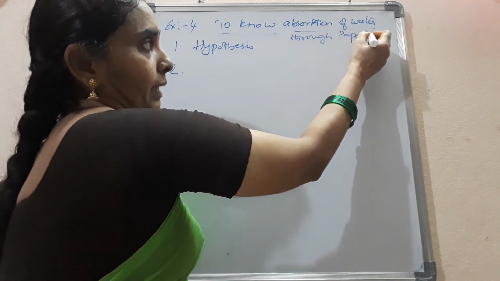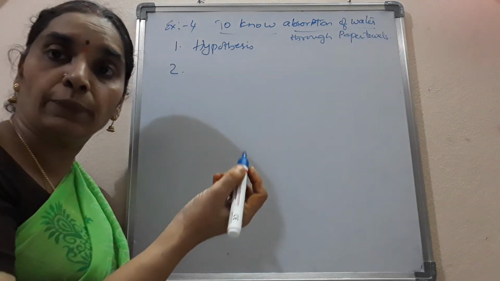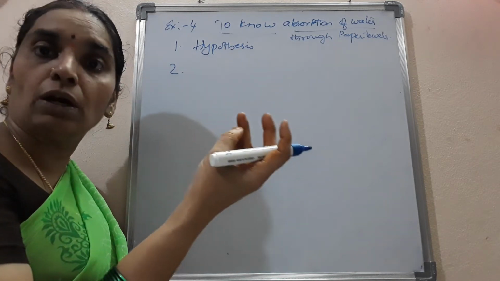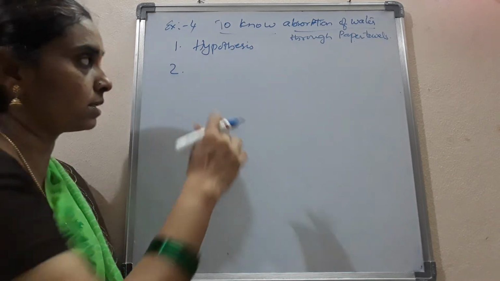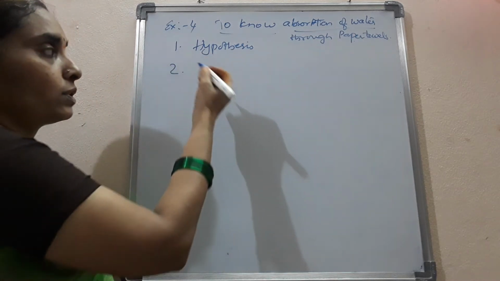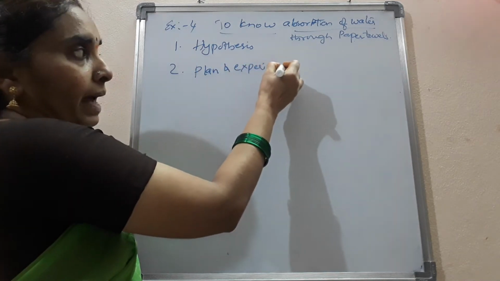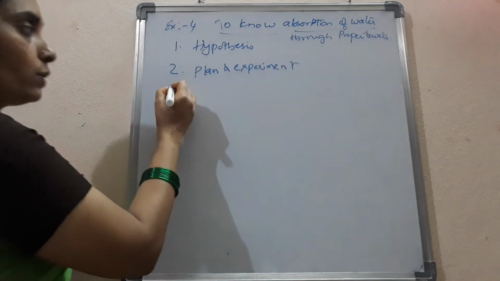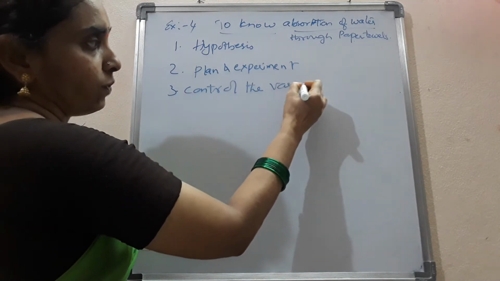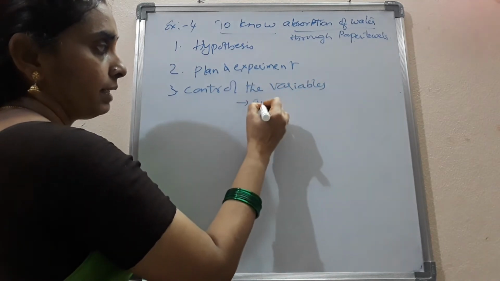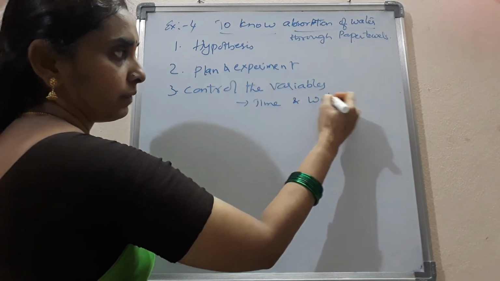Okay, children. It depends upon the brand of the towel and the time that you have used. So here the time and the water are to be controlled. They are taken uniformly for all the three brands of towels. So you take the hypothesis, and a plan and experiment are needed, and after planning and experimentation you control the variables to draw the conclusion. What are the variables that are controlled here? Time taken and water taken. Is it clear?